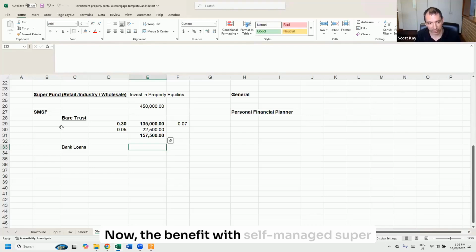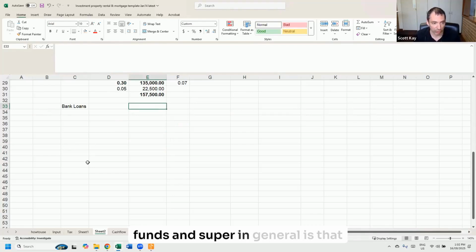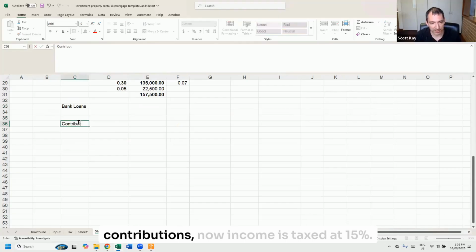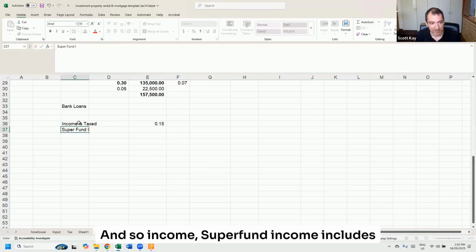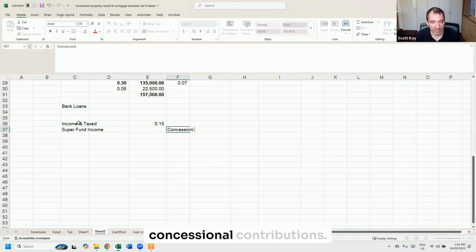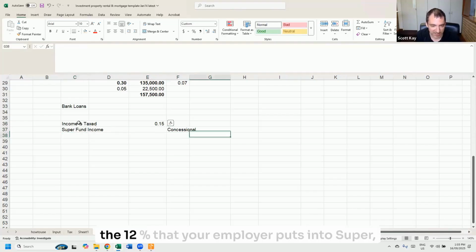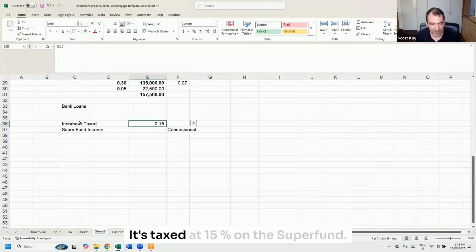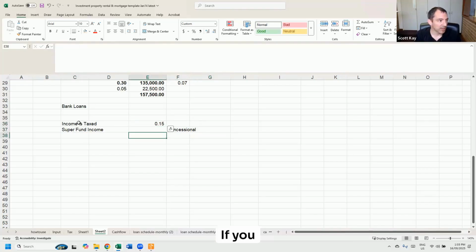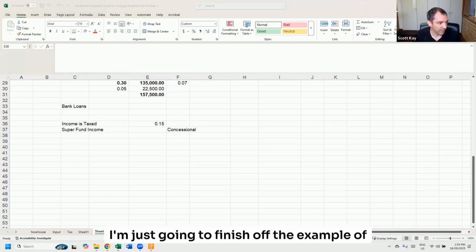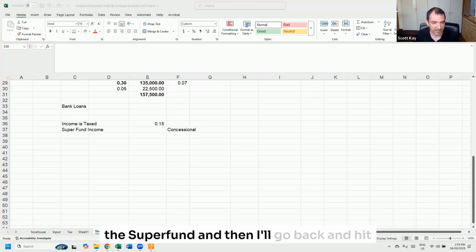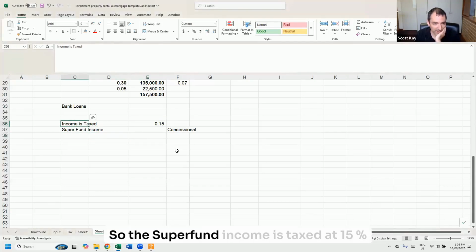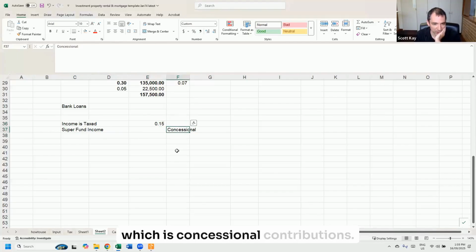Now, the benefit with self-managed super funds and super in general is that income is taxed at 15%. And so super fund income includes concessional contributions. So the 12% that your employer puts into super, they're claiming a tax deduction on that. It's taxed at 15% in the super fund. I'm just going to finish off the example of the super fund, and then I'll go back and hit questions. So the super fund income is taxed at 15%, which is concessional contributions.